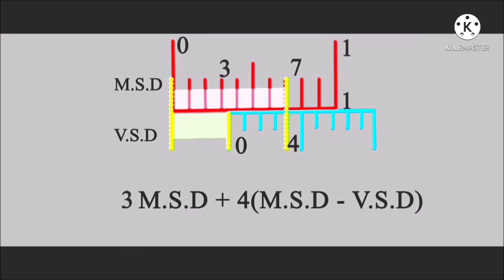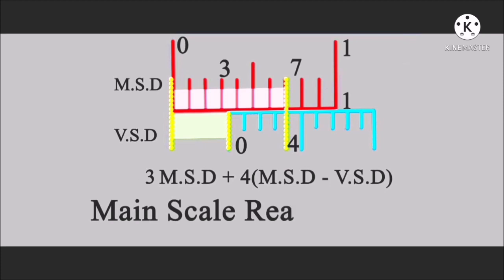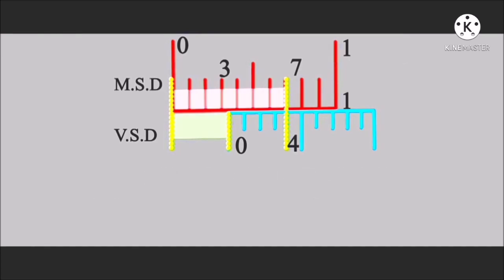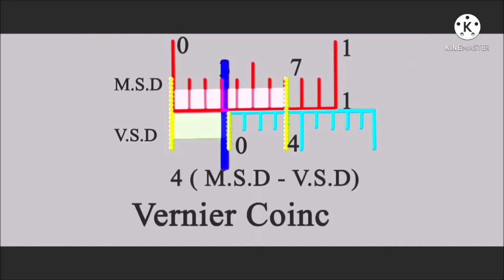3 main scale divisions is equal to the reading that can be measured by the main scale. Therefore, main scale reading is equal to 3 millimeter, as one division of the main scale is 1 millimeter. Now, this portion is the extra portion between the 3 MSD and the 0 of the vernier scale, which can be measured by the vernier scale and is nothing but 4 into (main scale division minus vernier scale division).